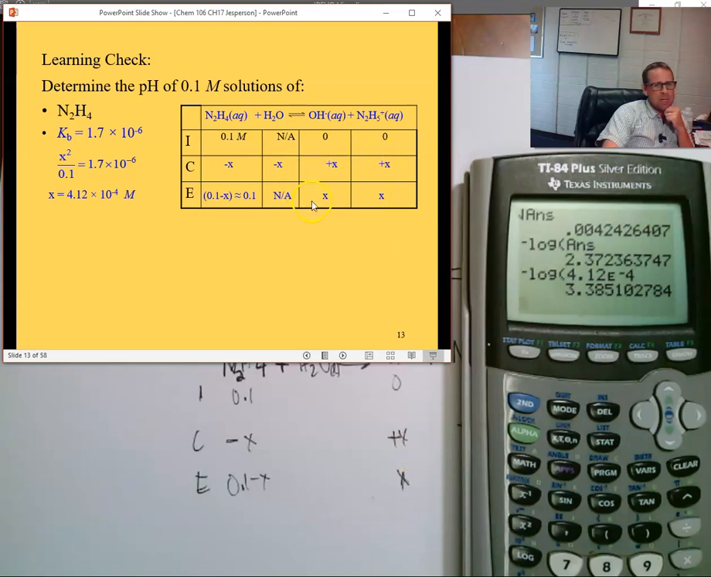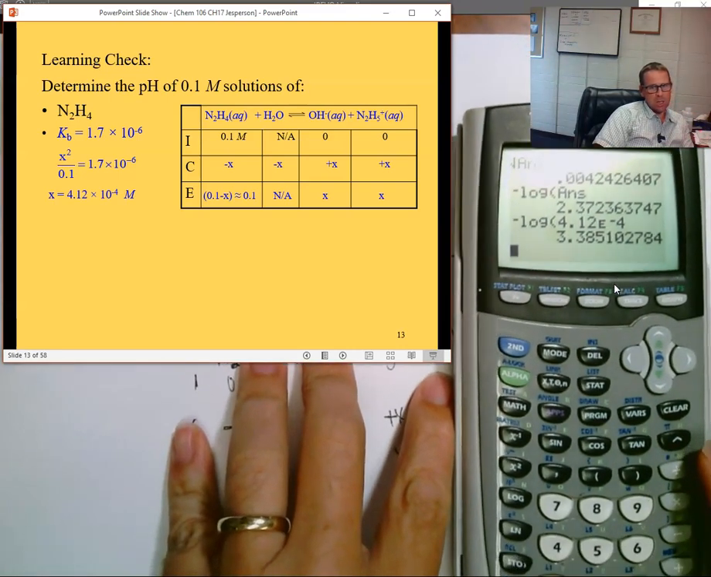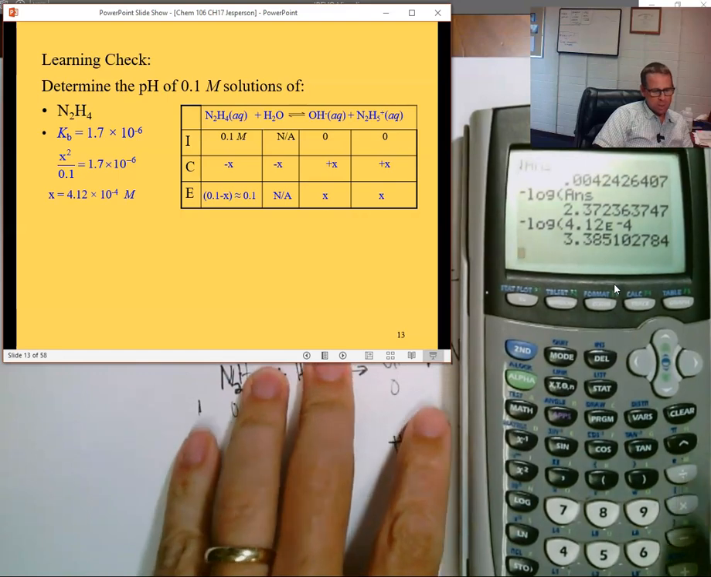Is X the hydrogen ion concentration here? No, it is not. It's not, is it? It's the hydroxide ion concentration. So what is this 3.38? Is that the pH? Is that the pOH? That's right. It's the pOH.